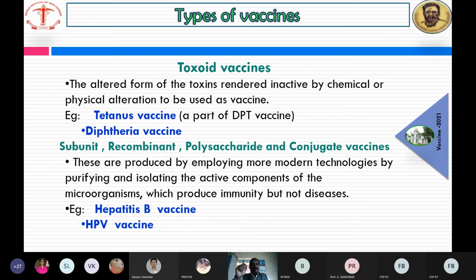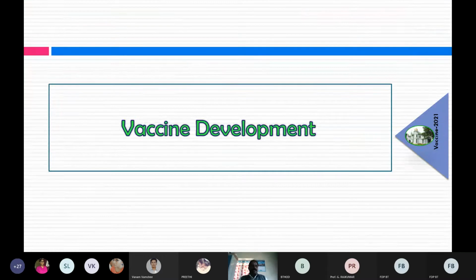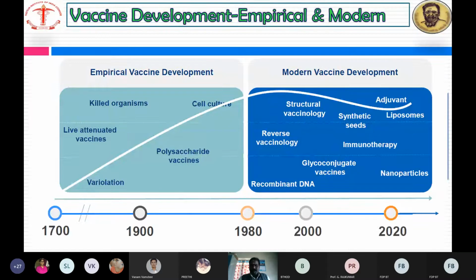HPV is the human papillomavirus vaccine. In 2030, the World Health Organization has a policy that the HPV vaccine will become mandatory for girls who have attained the age of puberty. Okay, now we have got some clarity about what a vaccine is, the different kinds of vaccines, who the vaccinologists are, and some vaccine-preventable diseases. Now I'm going to vaccine development.